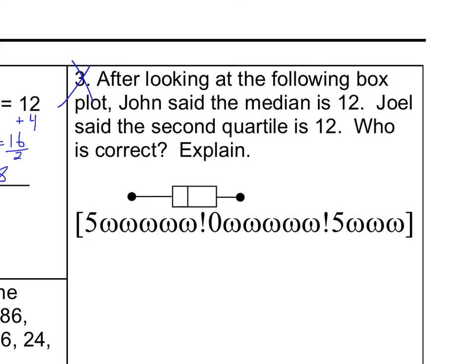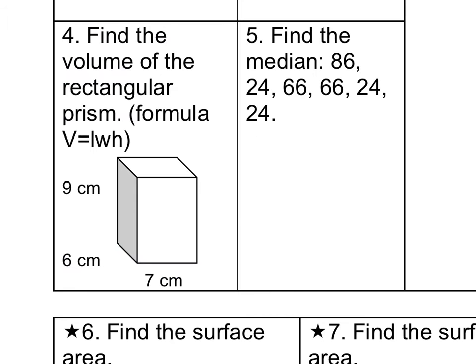And unfortunately, we're just going to have to skip number 3 because there's no box plot number line that we can read due to the typo or glitch.